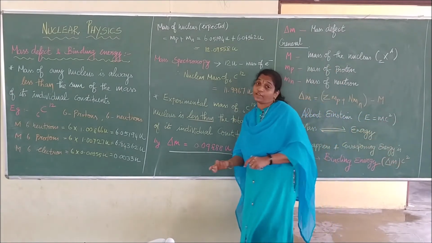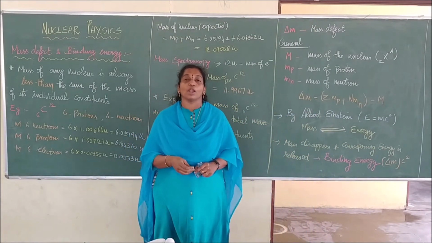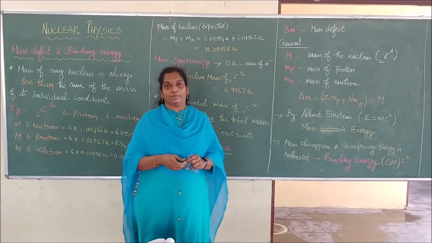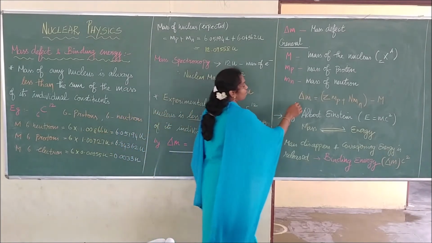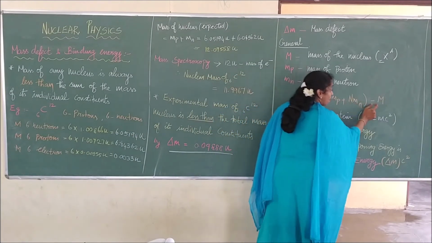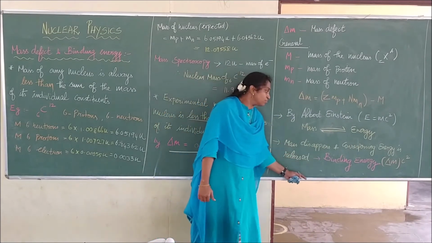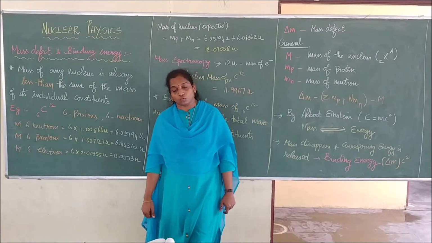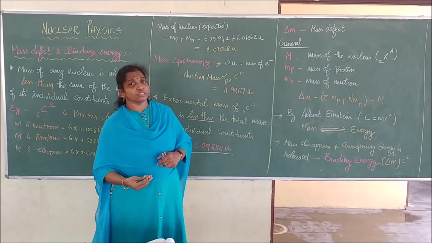Here, due to the mass difference, the energy is released. And so the equation becomes what? Del m into c square. Right? We have already written the mass difference equation as this. Can everybody get it? The calculated mass minus the total mass. Similarly, we have to write the equation for what? The binding energy. After studying the binding energy, we are moving to a very important question to write.